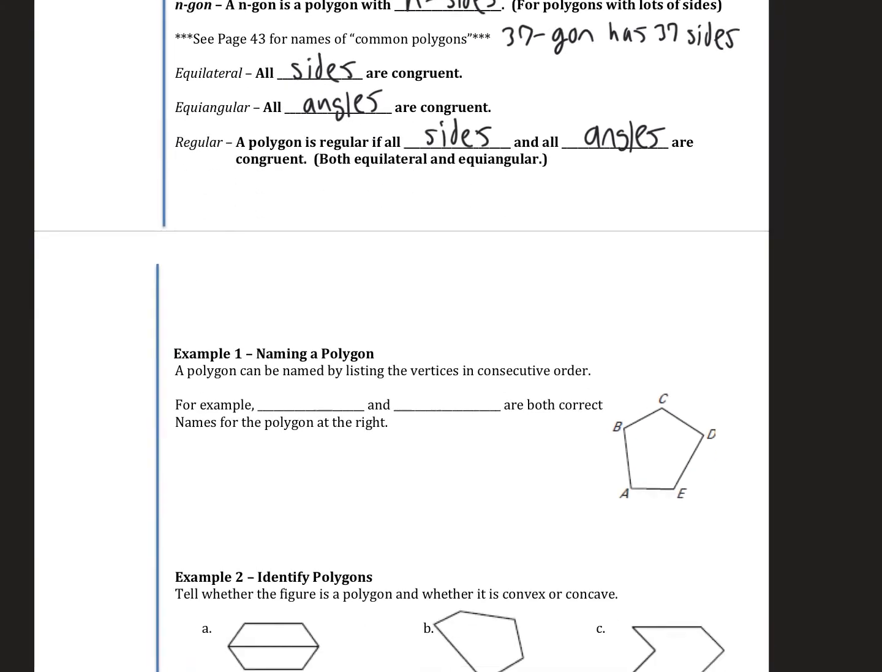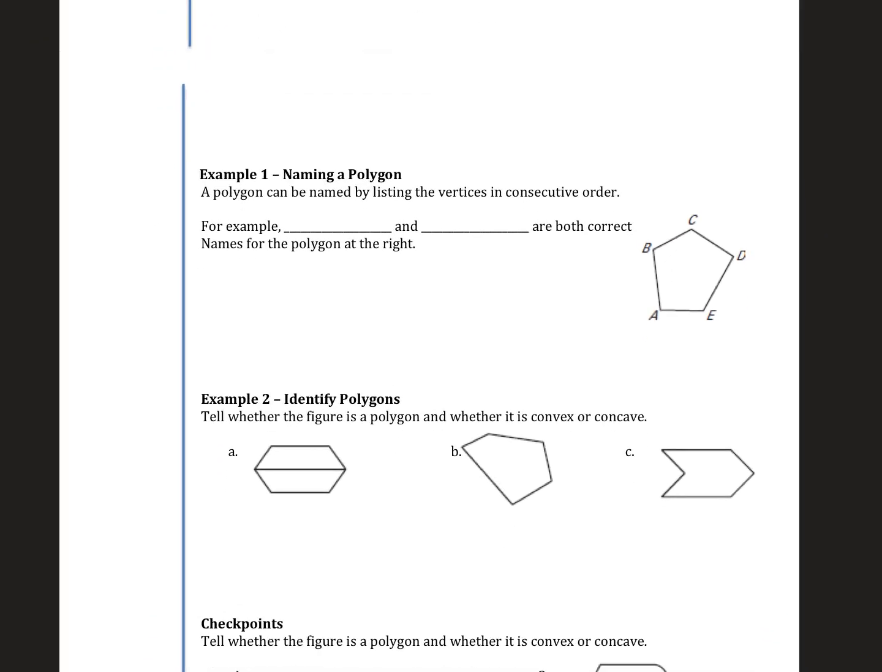Okay, let's get into some actual examples here. All right, so a polygon can be named by listing the vertices or corners in consecutive order. So we could start at A and go around this way. We could start at C and go around this way, okay? As long as you're consistent and go around the polygon all the way back to where it started, that is totally fine. So for example, A, B, C, D, E would be a way to name this polygon, okay?